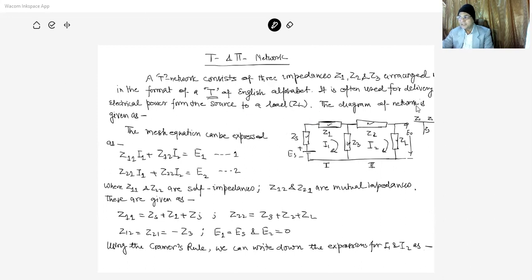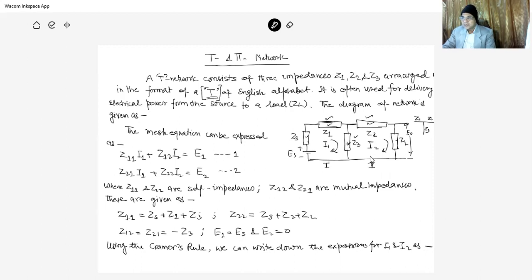The diagram of the network is like the T in the English alphabet shape. The three impedances Z1, Z2, and Z3 are arranged in the form of a T network. This is a T network, and this T network is this part, and this part. These three impedances show the T shape of the network in the mesh.